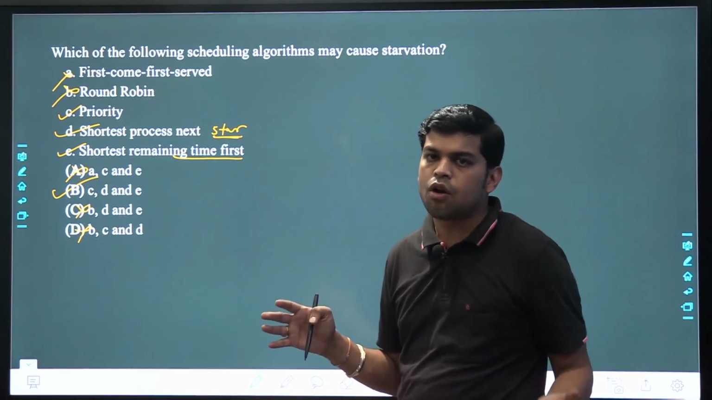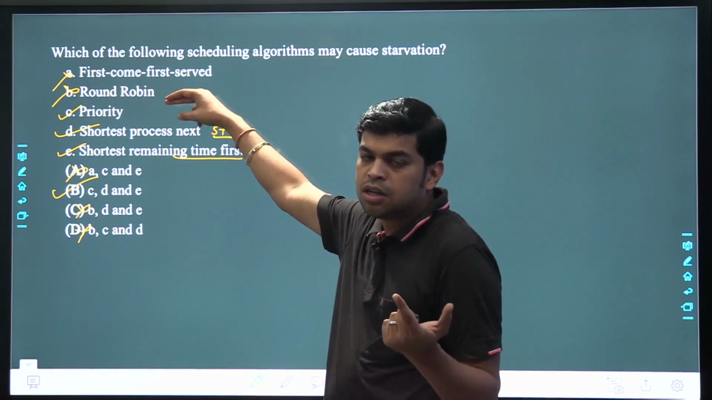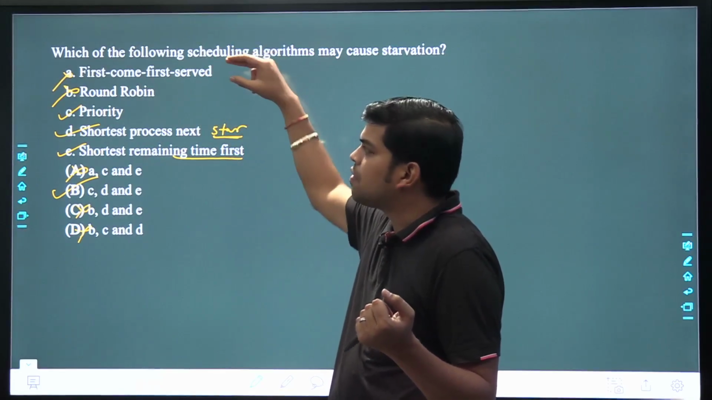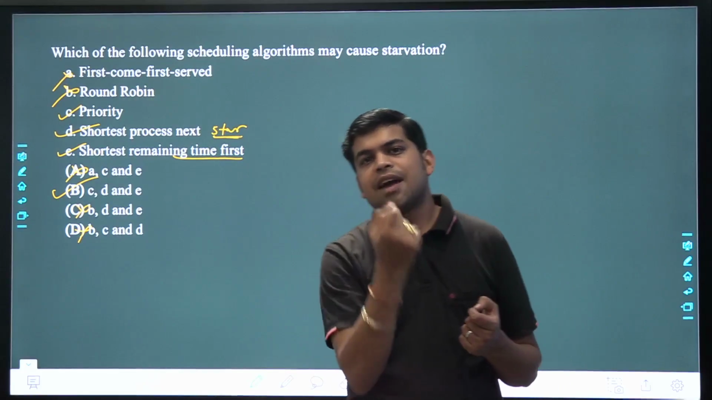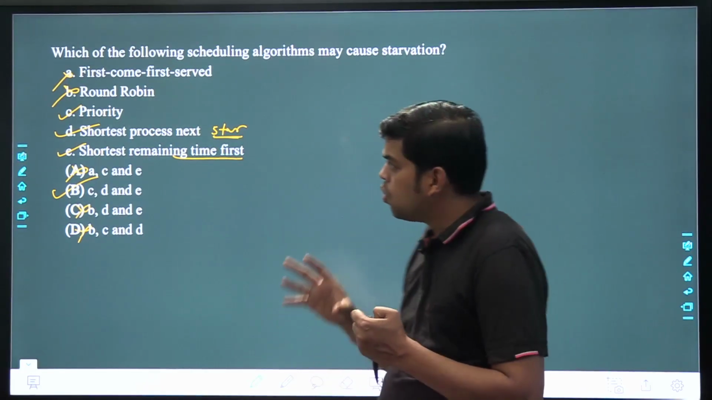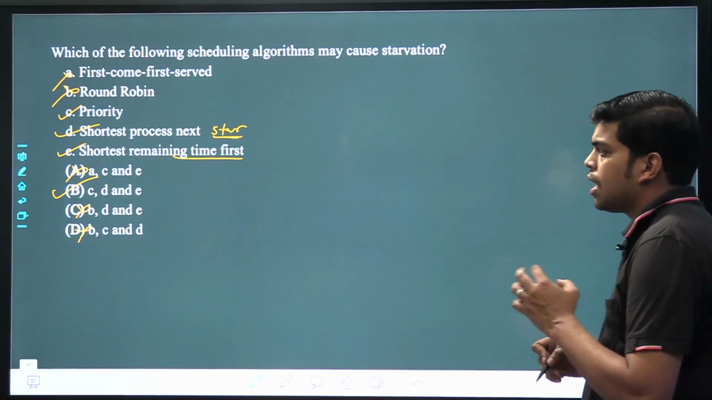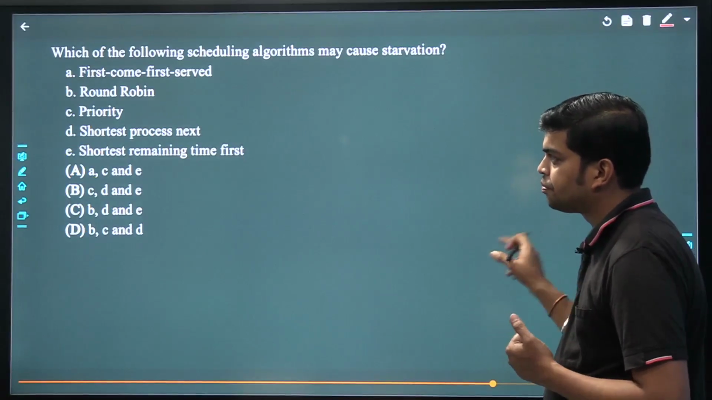It is a time sharing operating system, so definitely each process gets its turn, so starvation is not possible. And first come first serve also follows the same logic, because if a process arrives in the ready queue, definitely it is allocated the CPU after some time. So only C, D and E can cause starvation, so the answer is B.